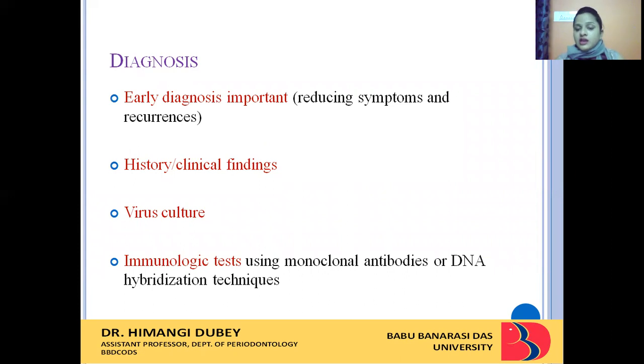Now coming on to the diagnosis, it is critical to arrive at a diagnosis as early as possible in herpetic infections. Treatment with antiviral medications can dramatically alter the course of the disease, reducing symptoms and potentially reducing recurrence. The diagnosis is usually established from the patient history and the clinical findings. Materials may be obtained from the lesions and submitted to the laboratory for confirmatory tests, including virus culture and immunologic tests using monoclonal antibodies or DNA hybridization technique.